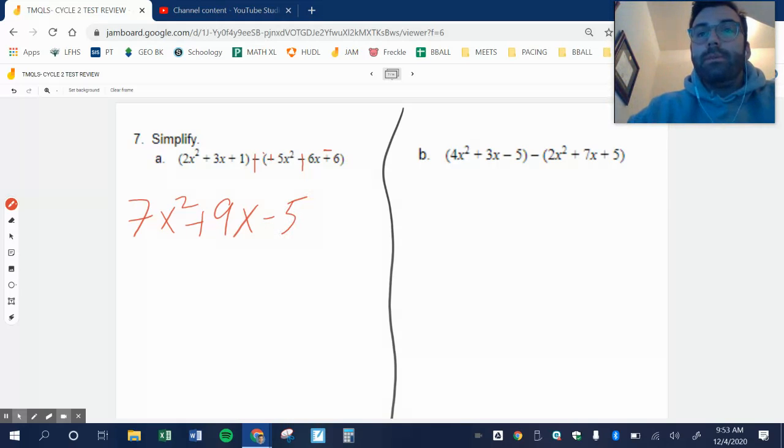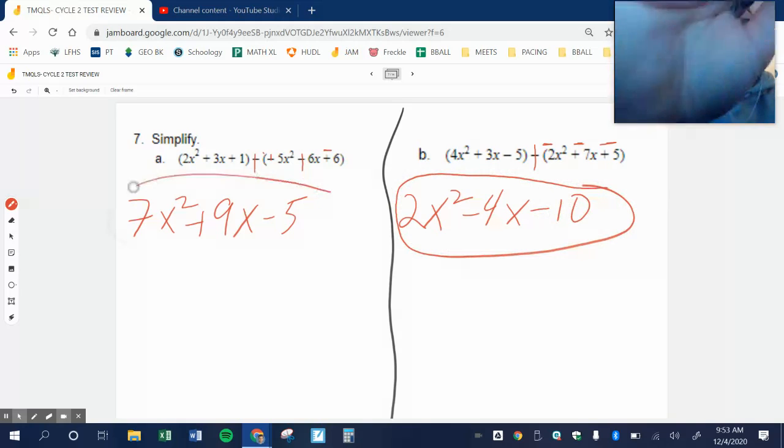Okay. I'm going to do that again. Same thing over here. Change this to a plus and flip the signs of all of these. So I have a 4x squared and a -2x squared, so I have positive 2x squared. I have 3x minus 7x to give me -4x. I have -5 minus 5, which is -10.